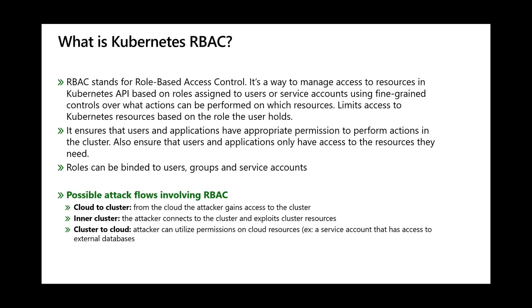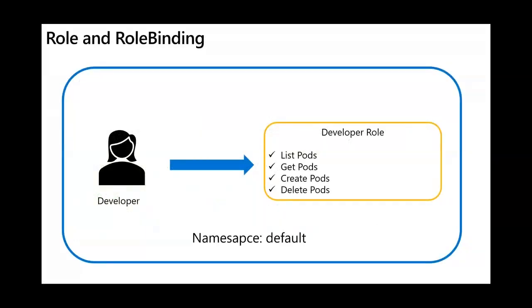So for example, an attacker can manage one issue within the cluster and then move on to another resource within the cluster as well. And then finally, we have cluster to cloud attack paths, where an attacker can utilize permissions on the cloud resources, or they can utilize permissions on the cluster resources to gain access to cloud resources. So taking a look at examples of what this could look like.